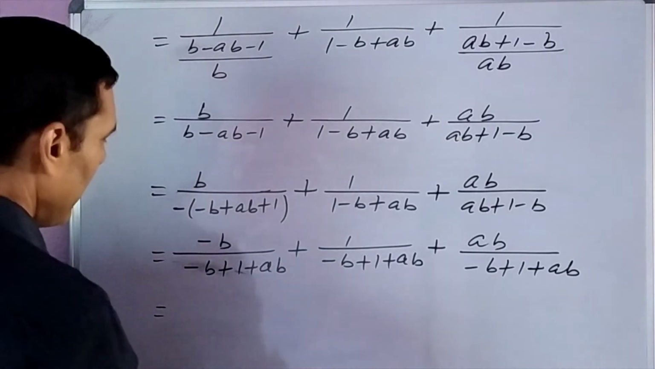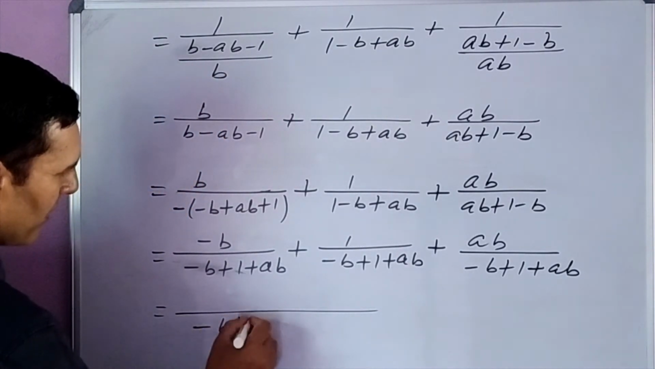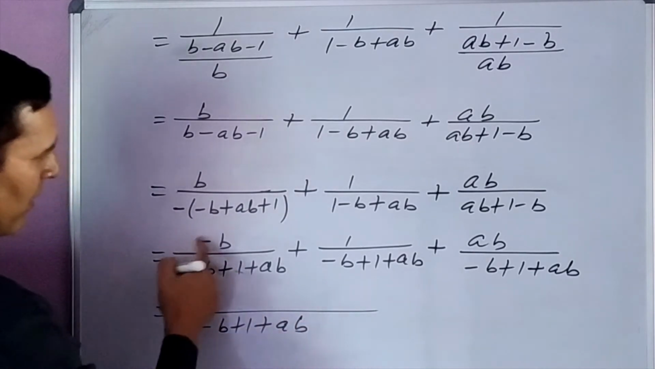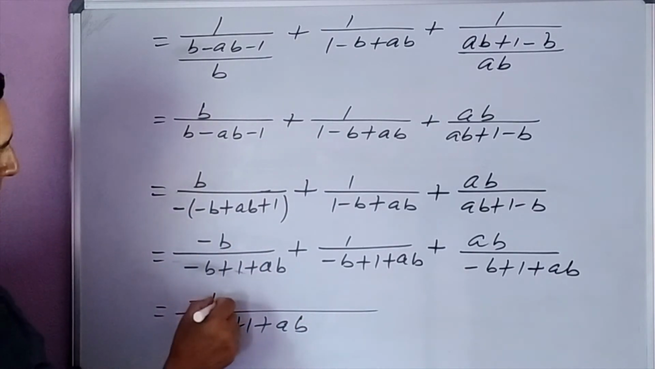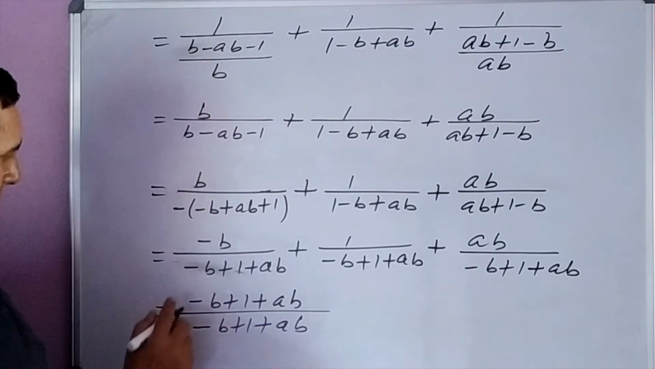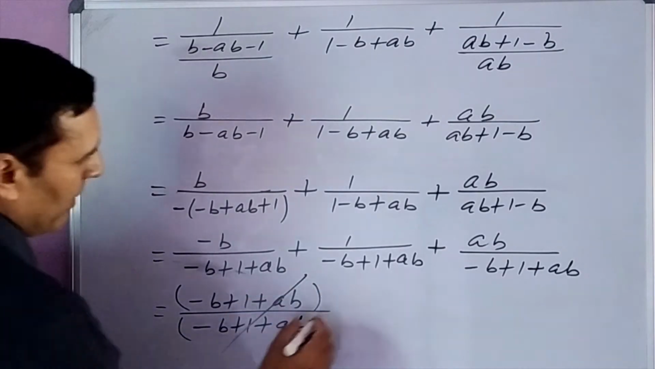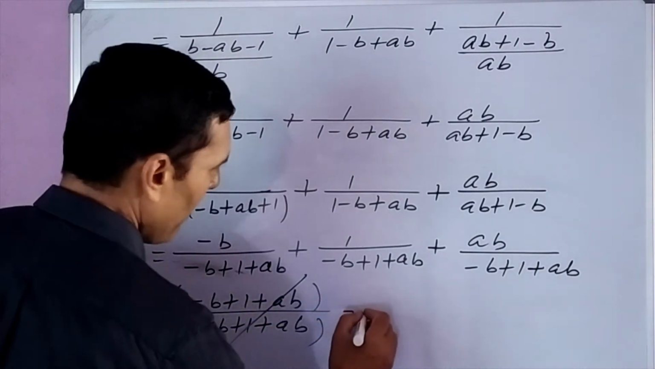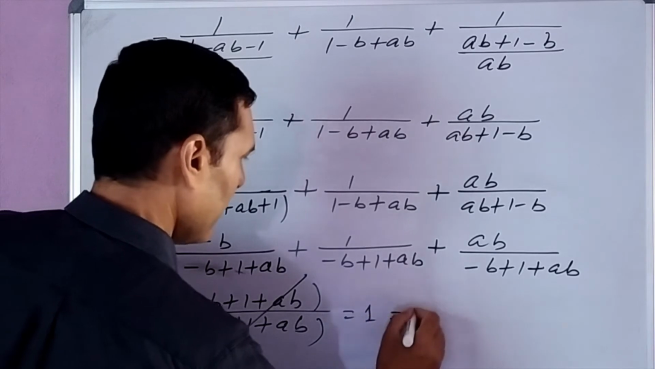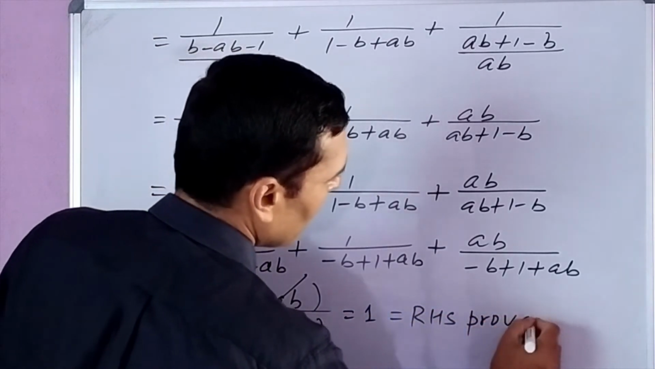Now we have the same denominator. Take the LCM, minus b plus 1 plus ab. And the numerator is also the same now, minus b plus 1 plus ab. Now we have the same numerator and denominator. Keeping this inside the bracket, cancel, it gives the answer 1, which is equal to the required right hand side that we have to prove.